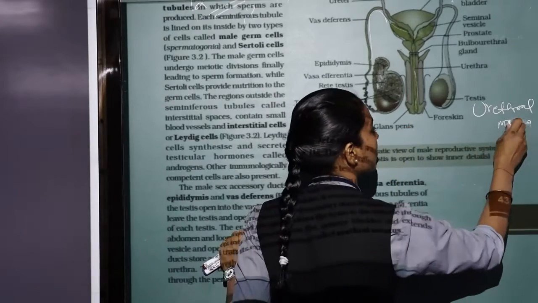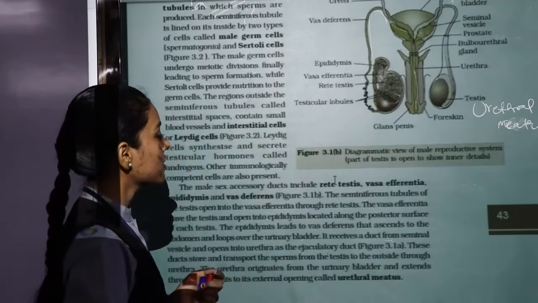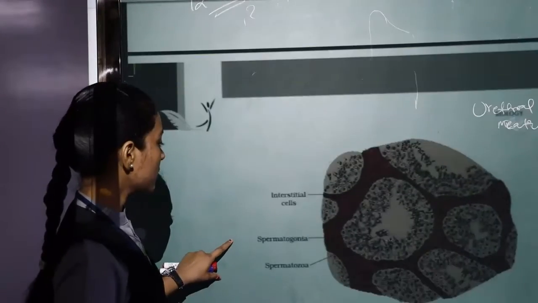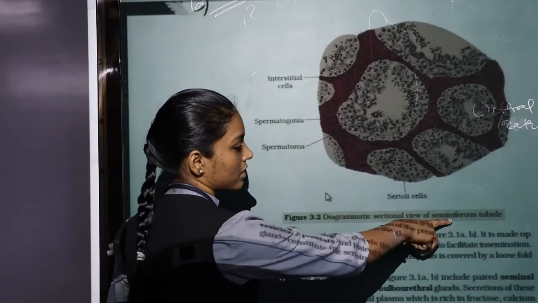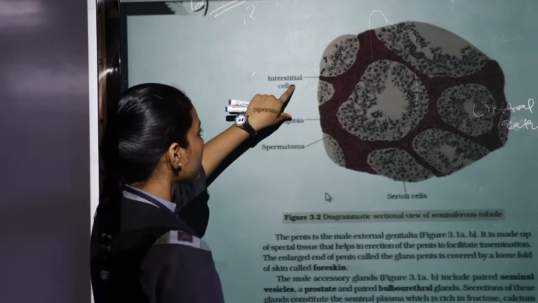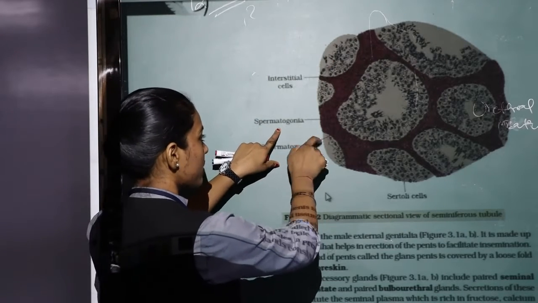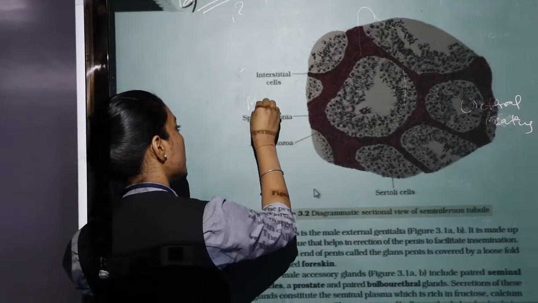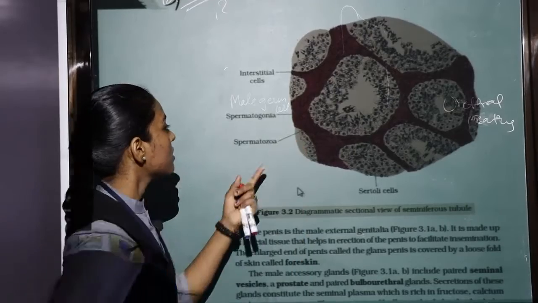Here it is the meatus. Next we will see a pictorial diagram of the seminiferous tubules. I have told you before: the interstitial space, the space around it, and then spermatogonia, which is also called what? Male germ cell.